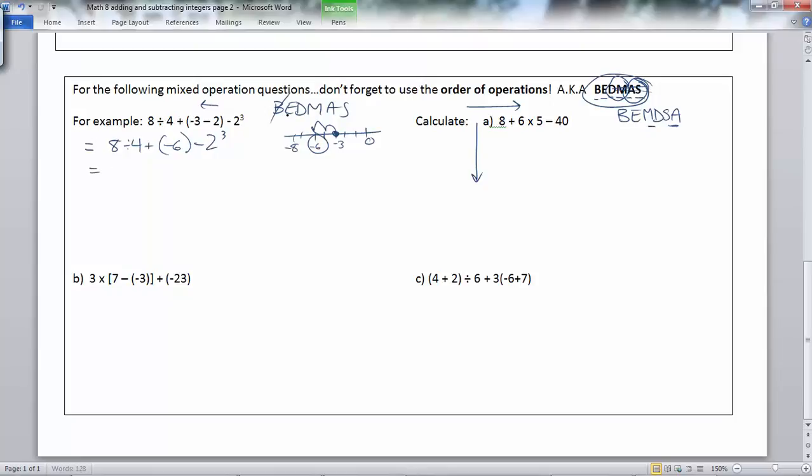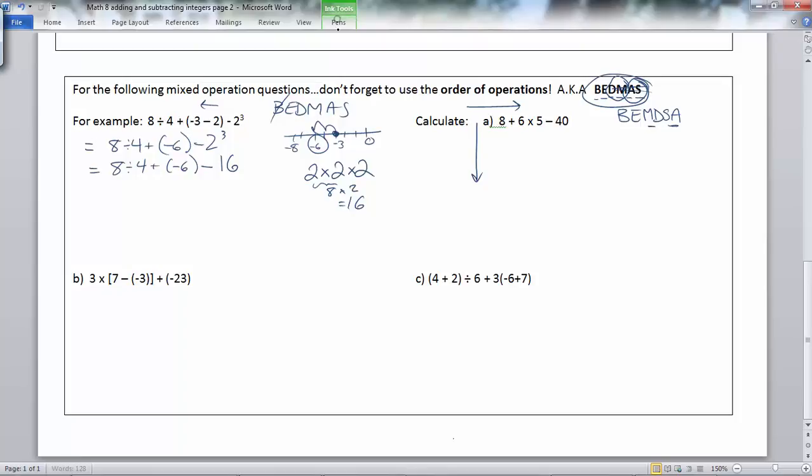Okay, if I see an exponent, I'm supposed to do that next. So I'll keep everything the same for now. And 2 to the exponent 3, remember, isn't 6. It's not 2 times 3. It tells you how many times you're going to multiply that base number of 2 by itself. So 2 times 2, I know that that's 8 times 2. So 2 to the exponent 3 is actually 16. So that's going to be -16.